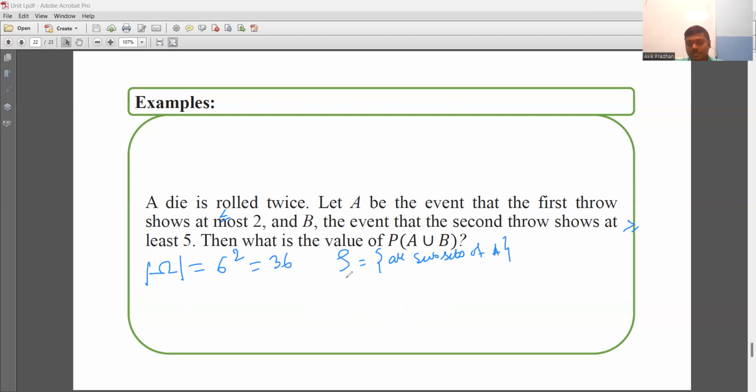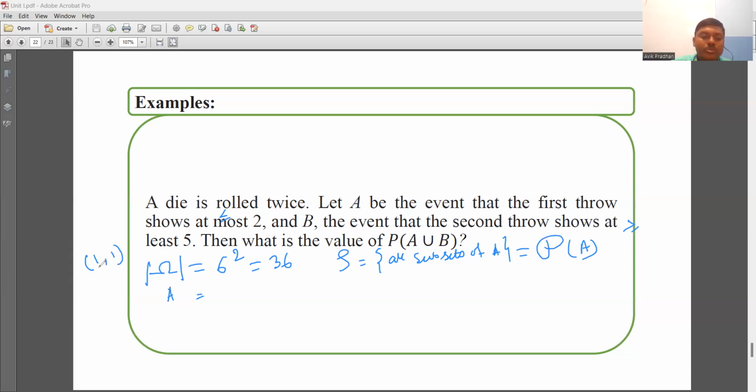This will be the set of all possible subsets of A, which is the sigma algebra corresponding to this. So we can think of this as the power set of A also. Now my A is equal to all those pairs. So basically this omega contains the pairs, like 1 1, that means the first throw shows 1, the second throw shows 1 again.